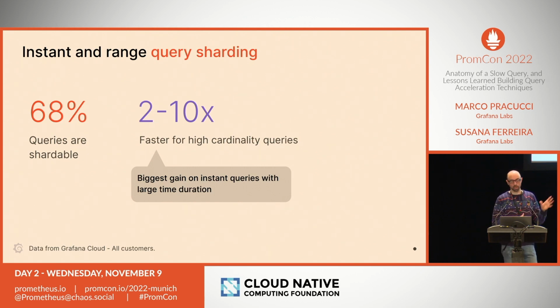Among the high cardinality queries which are sharded, we see a query latency reduction between 2 and 10x. And the biggest gain we see is for instant queries with large time durations in the vector selector. The reason is basically because this technique is very effective when it comes to parallelizing the samples processing.